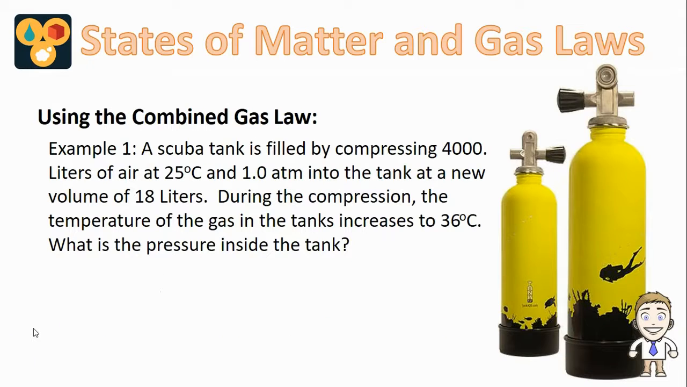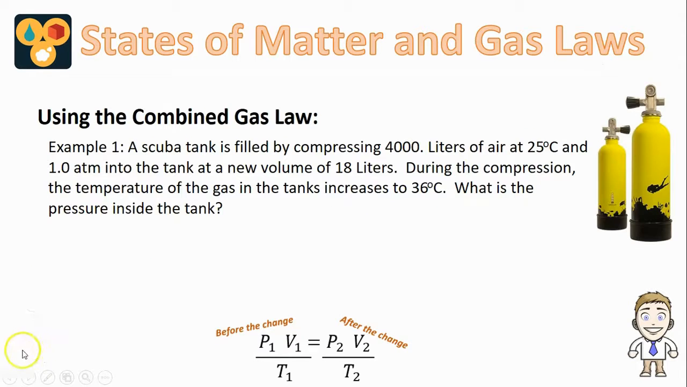Here's a sample question where we can apply the combined gas law. This one talks about compressing a gas into a scuba tank. So first let's read it and label all the numbers we come across. It says a scuba tank is filled by compressing 4,000 liters, so my volume, at 25 degrees Celsius, so my temperature, and 1 atm, so my pressure. Notice I've got all three this time, P, V, and T.